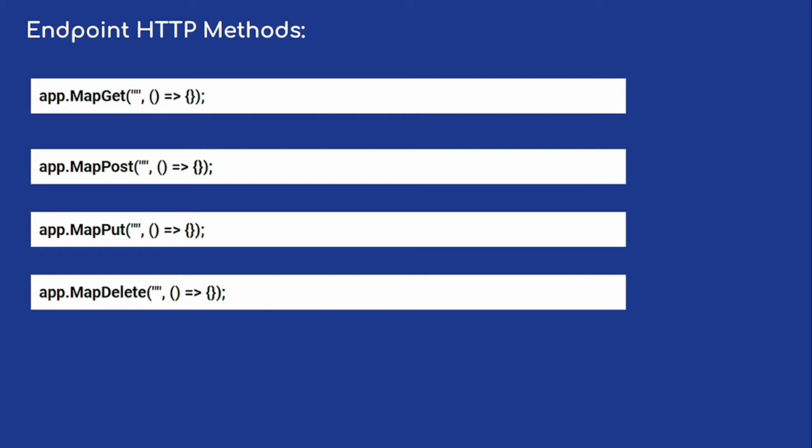There will be no controller or action methods. Directly, the response will be written from the route itself. This is the minimal API, where we don't have a lot of files. That is the main concept of the minimal API.